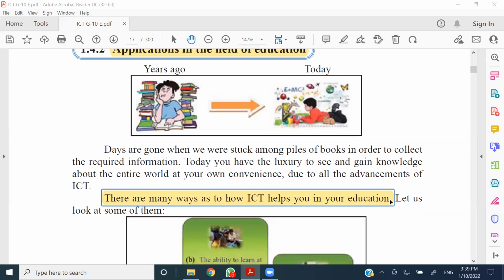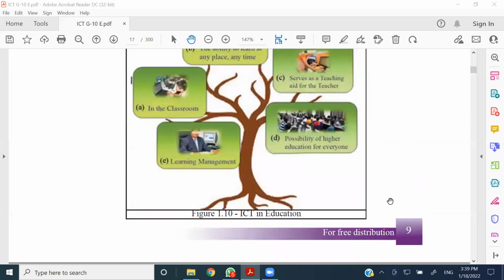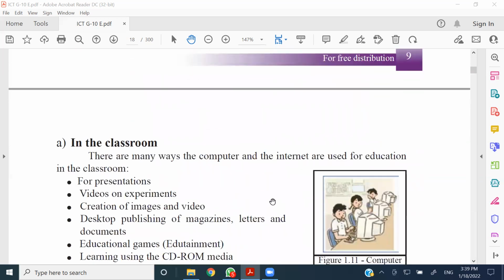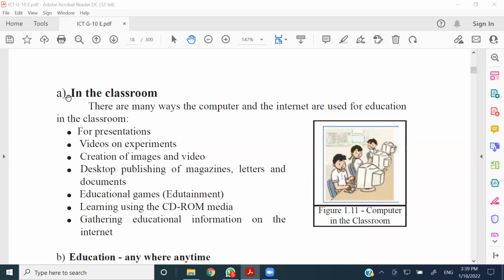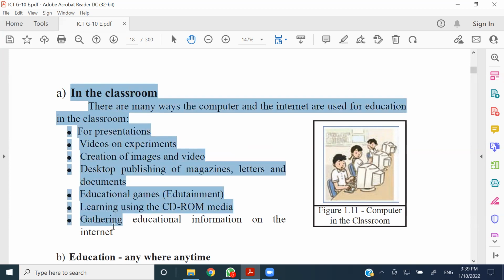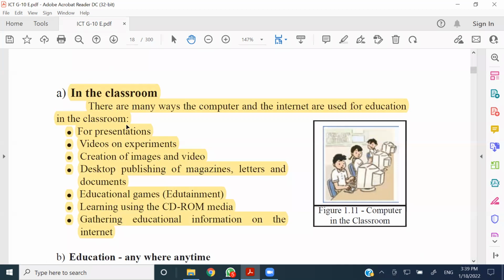Right, okay, so under that, let's go to this particular subtopic, in the classroom, right? And it's better you write down these things, people, because these things point out the things that you can have in your MCQ questions, right? So in the classroom, it's better you put simple A, in the classroom, and write down the points right over here.